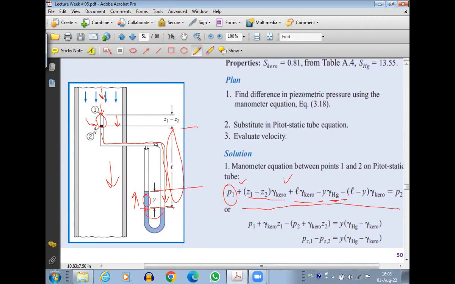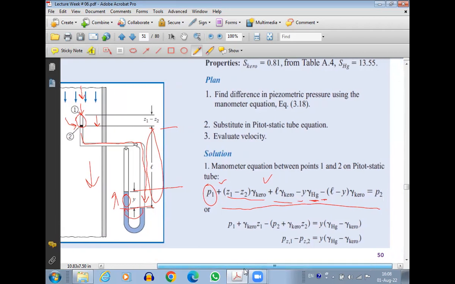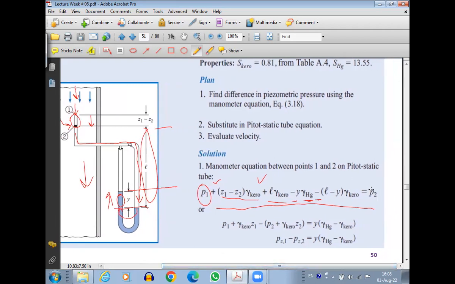Okay. So now we have this equation. What I can do is that I can rearrange some of the terms. So P1 plus gamma kerosene Z1 I can put as one group, because I know this is the piezometric pressure. If I add hydrostatic pressure with the elevation pressure, that becomes the piezometric pressure. Also, I can add P2 with gamma Z2. That will be again piezometric pressure at 2. The remaining will be this term. So we'll have PZ1 minus PZ2 equals Y, where Y is the deflection, into gamma Hg minus gamma kerosene. Okay. We got this equation.